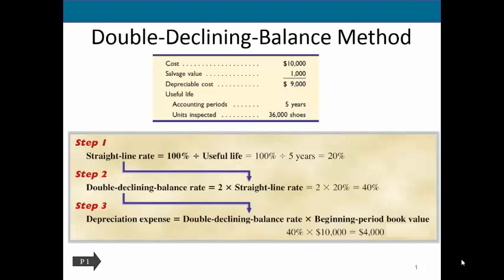The answer is that it is the double of the straight line percentage that we would be depreciating if we were using the straight line method. So let's talk about that.